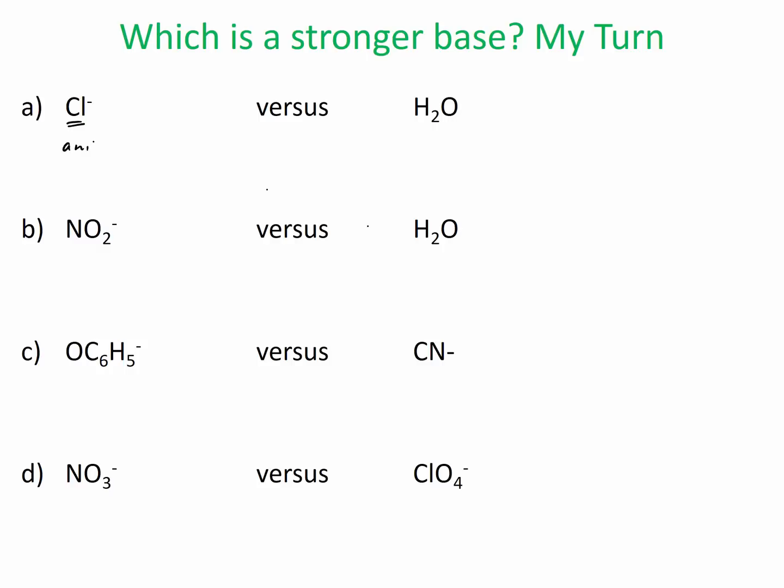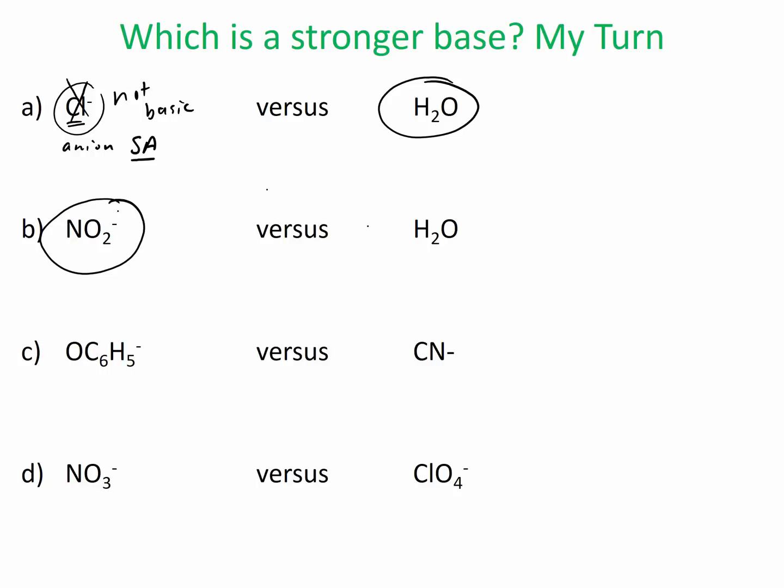This is an anion of a strong acid. I'm going to write SA for strong acid. So this is not basic at all. H2O is super, super weak, but it's going to be better than this one at being a base. Now we have the nitrite ion, which is going to be a better base than H2O because H2O, if you go back a couple slides, is going to be way, way weaker than this one. So this is a stronger base than this one. We don't really need to look if you're ever comparing water with an actual weak base.